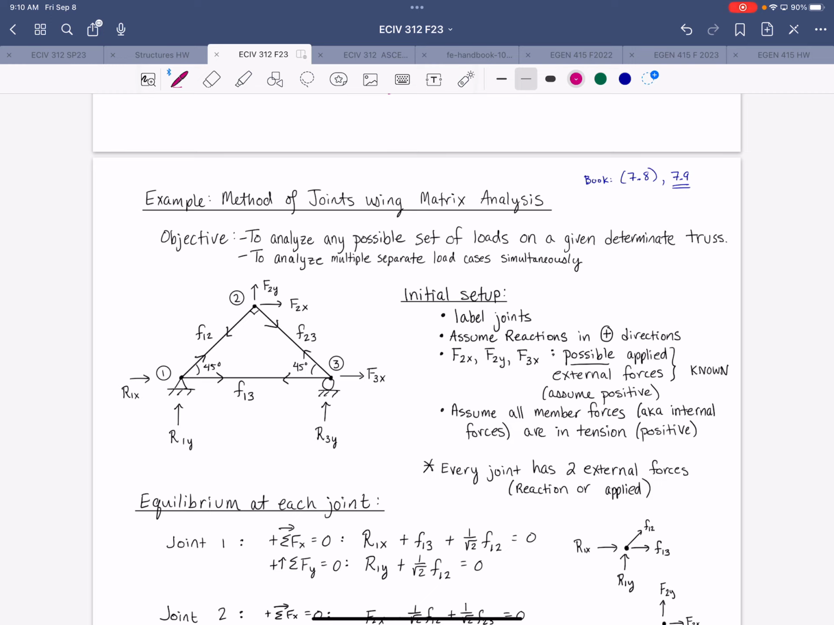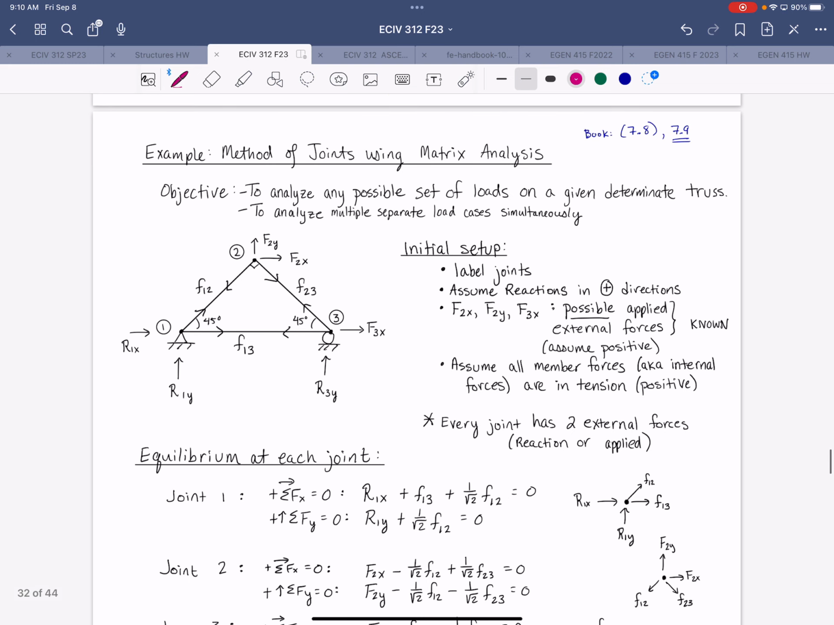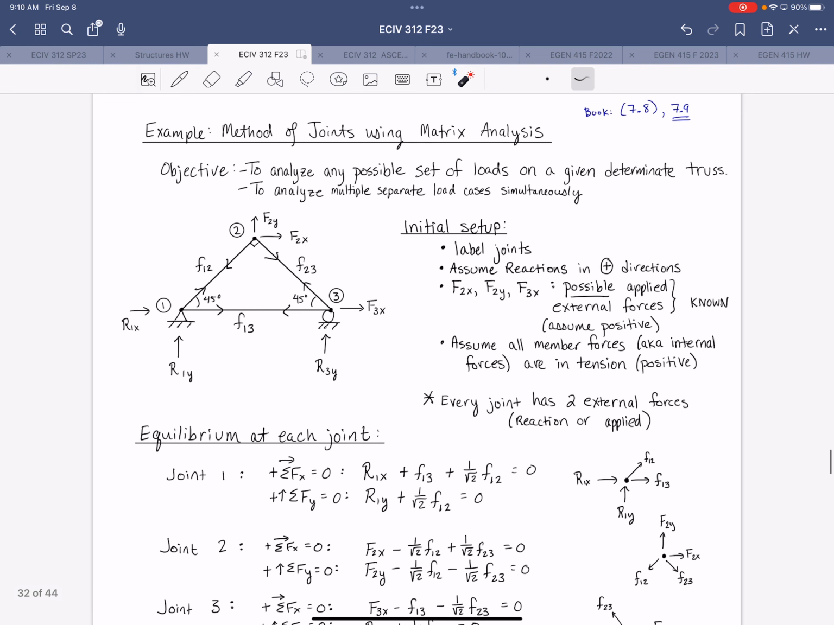All right, so now we're going to roll into our example where we're going to apply matrix methods for truss analysis. Again, this is covered in section 9 of chapter 7 in the book. And if you want a refresher on just the method of joints, that's section 7-8. All right, so the purpose of going through this process and applying matrix analysis to method of joints is so that we can analyze any possible set of loads on a given truss configuration, right?